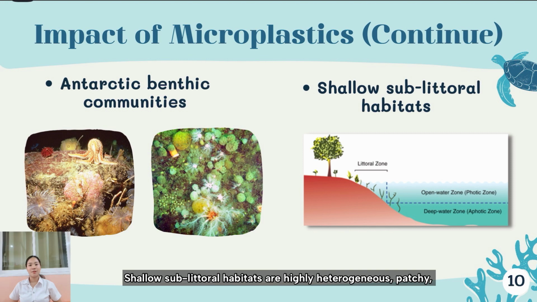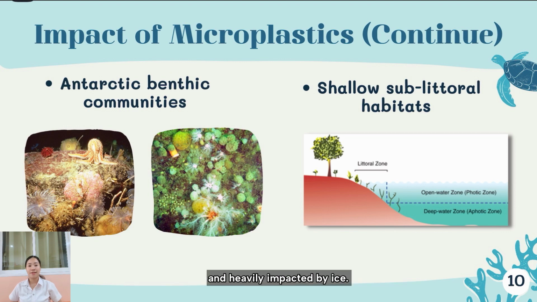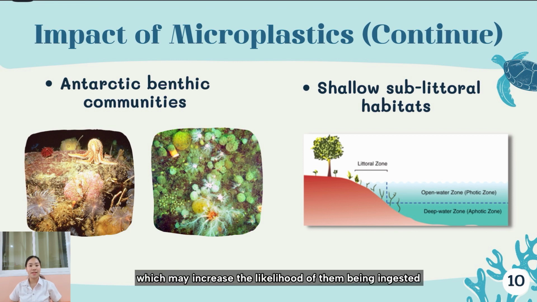Shallow sublittoral habitats are highly heterogeneous, patchy, and heavily impacted by ice. The impacts of ice scour together with advection result in the resuspension of sediments and potentially any microplastics within them, which may increase the likelihood of them being ingested by benthic taxa in coastal areas.